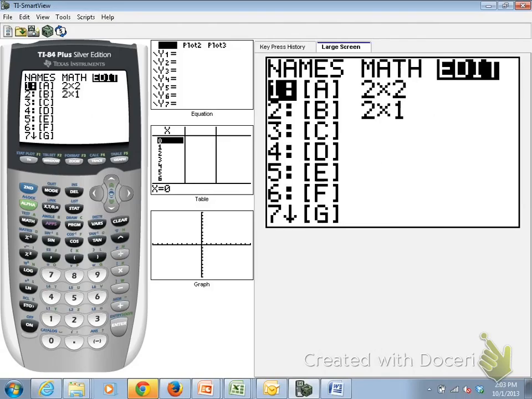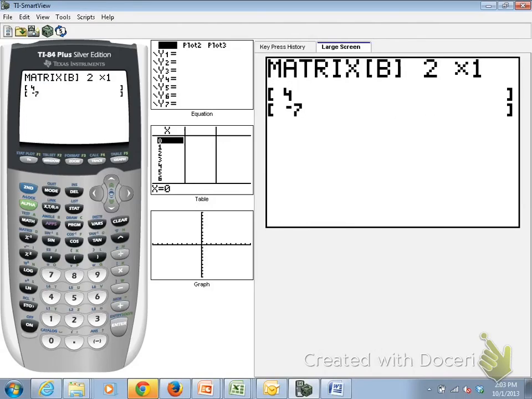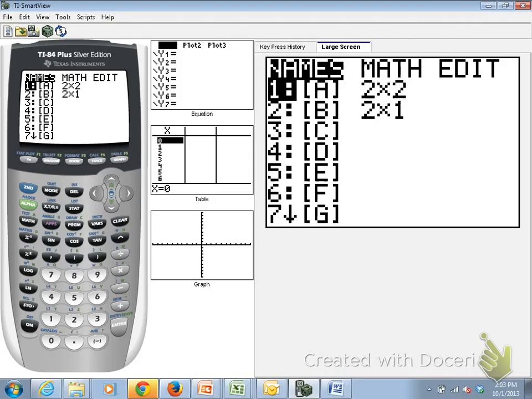Now I'm going to edit matrix B. What's this one? 3 and 2? Okay, I need to go back and fix this one.